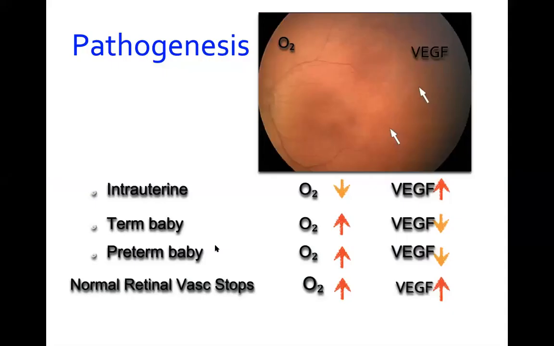And in this period, normally the intrauterine period, oxygen level is much lower and VEGF levels are high. But when there's a preterm baby, we have to give oxygen because their lungs are not mature yet. We have to give oxygen to keep them alive. So when there is more oxygen, VEGF levels drop. Because of this dropping of VEGF levels, vascularization stops.